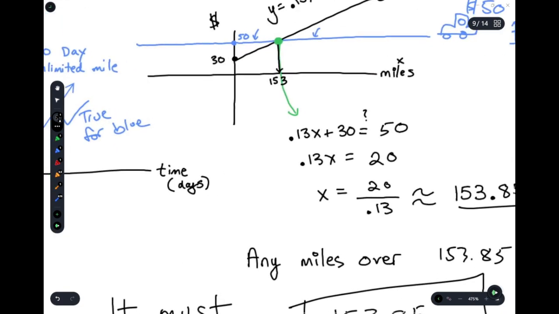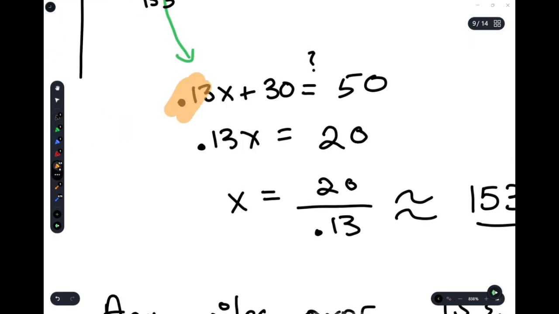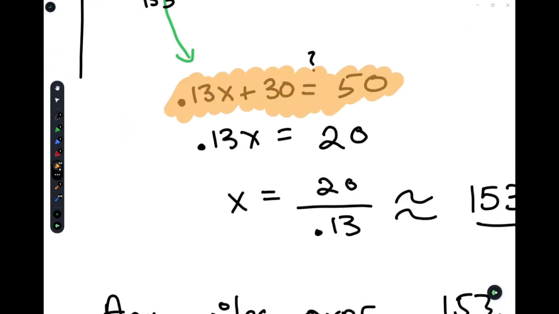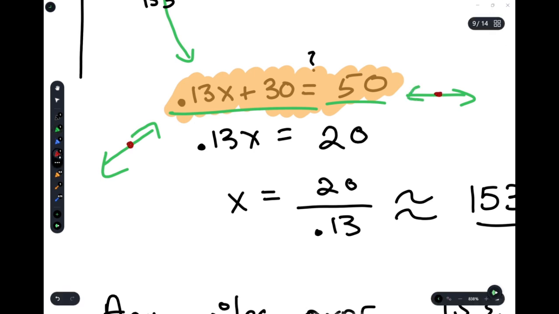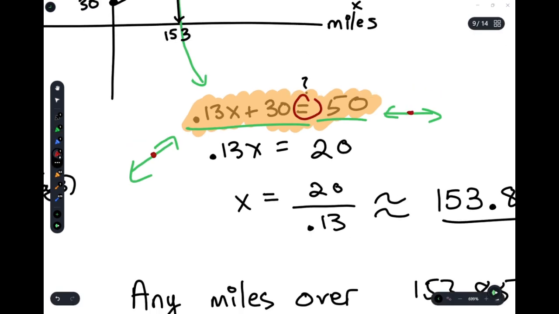The trick there, the hard part was this step right here, where we said, hey, wait, we've got one equation, which is a linear function. We got another equation, which is a constant linear function. Where do they meet? That was the whole trick, and setting it equal to is where they meet.